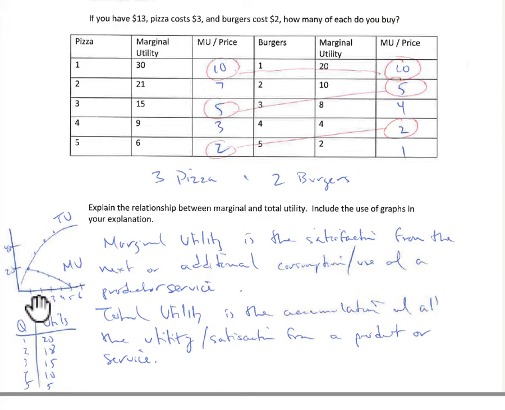And here is a little bit of a graph. Marginal utility will go down, while total utility will go up, but the total utility will flatten off as a curve as you consume more and more of your product, because marginal utility goes down.